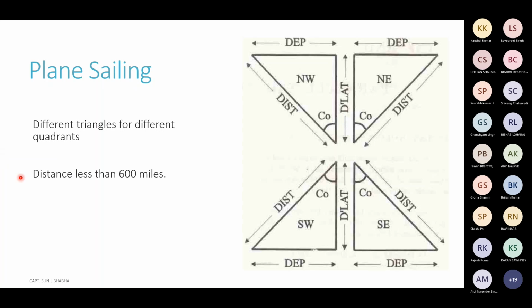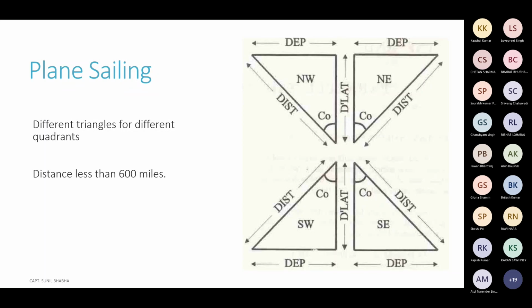Now, one important thing, you can say a limitation of the plane sailing is that this particular form of sailing, though it is very simple and easy using plane trigonometry, it can be used for distances which are less than 600 miles. Now, why is that so? The reason for this is that you see we have used plane trigonometry for calculating our courses and distances.